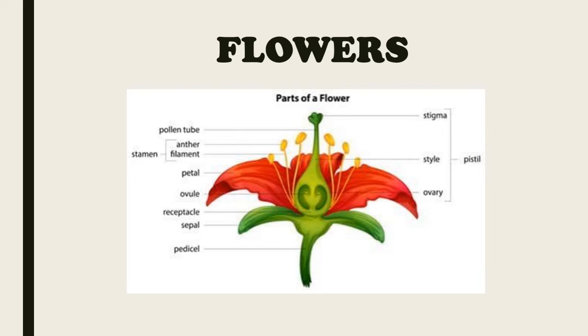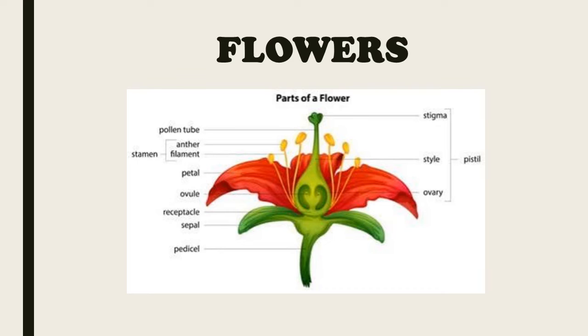Next one is pistil. Pistil is the innermost part and the female reproductive organ of a flower, which comprises three parts. What are they? Stigma, style and ovary. This is collectively known as the pistil, and another name is carpel.